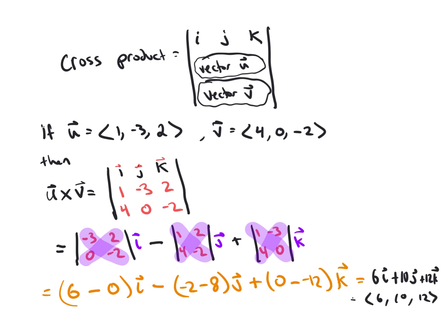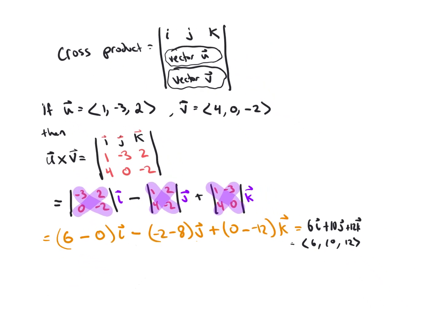Okay. What's cool about that vector is it is perpendicular to both u and v. So let's test this out. If two vectors are perpendicular, we know that when you do their dot product, they equal 0. So I want to do vector u dotted with vector u cross v, and it should equal 0.